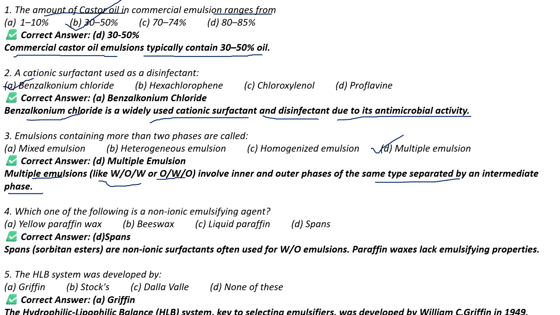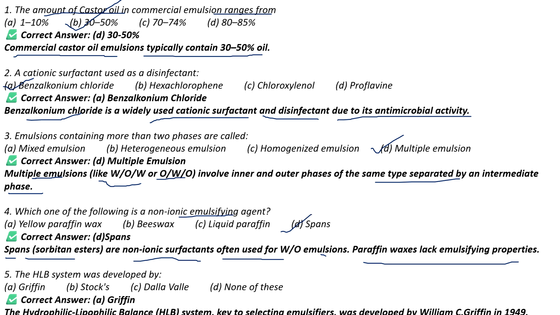Moving on to the next question, which one of the following is a non-ionic emulsifying agent? Options are yellow paraffin wax, bee wax, liquid paraffin or spans. So spans are sorbitan esters and are non-ionic surfactants often used in water in oil emulsions, while paraffin waxes lack emulsifying properties. So we can say option D, that is spans, are non-ionic emulsifying agents.